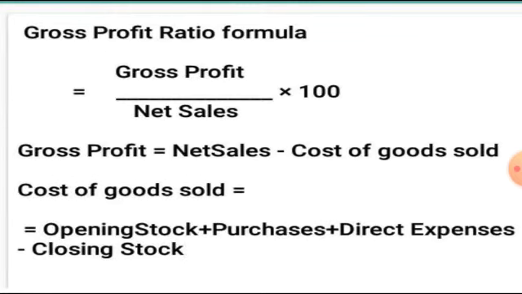Gross profit ratio formula: gross profit divided by net sales into 100. So, what is gross profit? Gross profit is equal to net sales minus cost of goods sold. Cost of goods sold is equal to opening stock plus purchases plus direct expenses minus closing stock. So this is the formula to find the gross profit ratio. Closing stock has to be subtracted from opening stock plus purchases plus direct expenses. So this is the cost of goods sold.